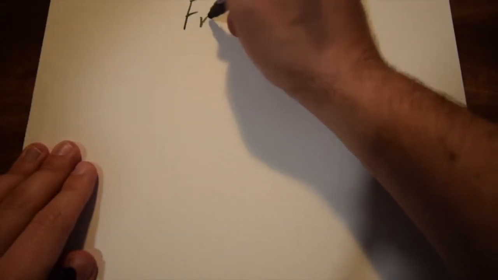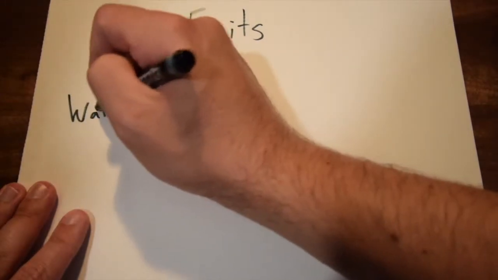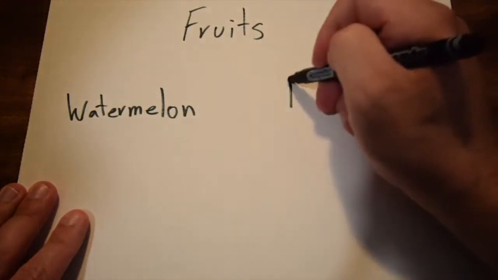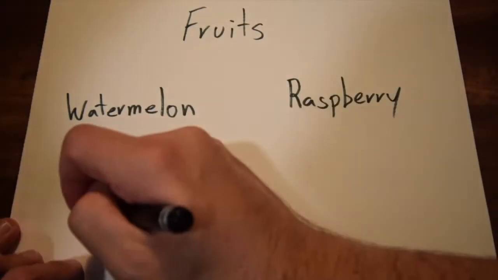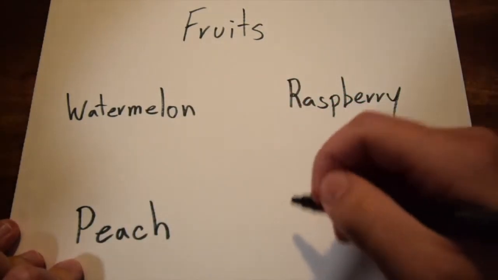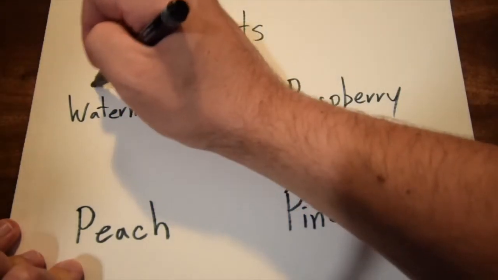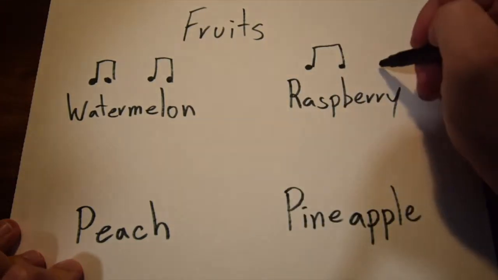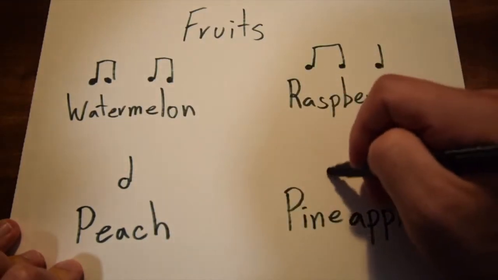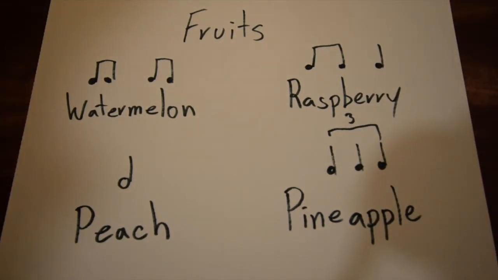So let's get going. My first category of food is going to be fruits, and I'm going to pick out 4 fruits. I'm going to go with watermelon first up, then raspberry. Third, we'll go with peach, and fourth, we'll do pineapple. So I'm going to decide the sounds and make rhythms for each one of these. Watermelon, we're going to do 2 TTs. Raspberry, we're going to do TT-ta. Peach is going to be a half note, and pineapple we'll do in triplets.